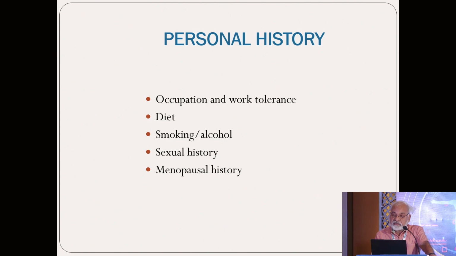Personal history is also very important, to know about the occupation, the work tolerance, what kind of diet they have been taking, and history of alcohol or smoking abuse. Sexual history is also important. Menopausal history, because osteoporosis could be the cause of pain around the hip joint. In sexual history, during abduction there might be a labral tear or maybe arthritis in the hip joint, or impingement could lead to pain. That's why sexual history is also important to note down.